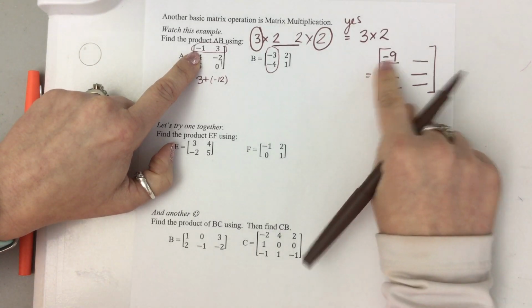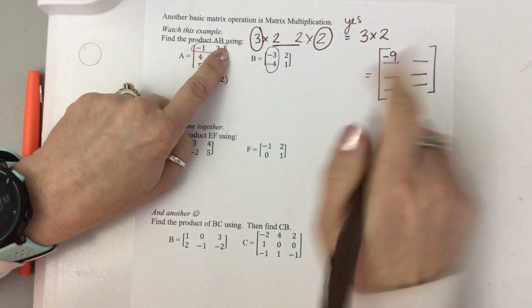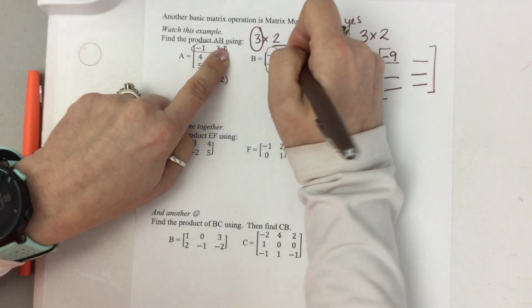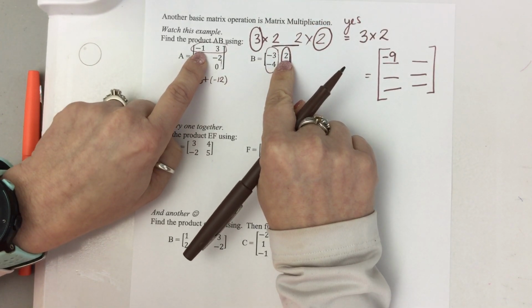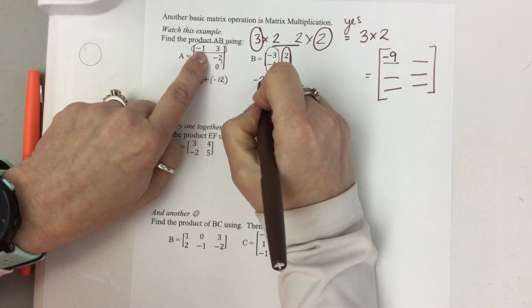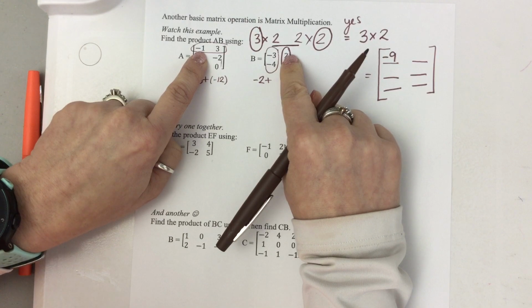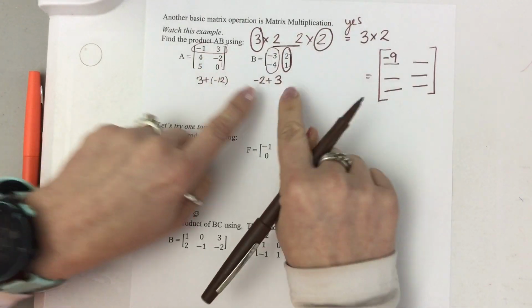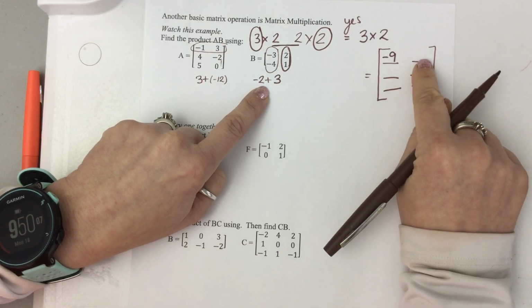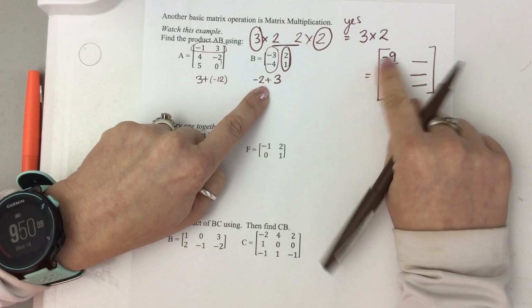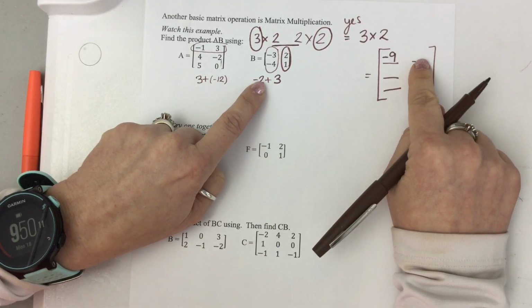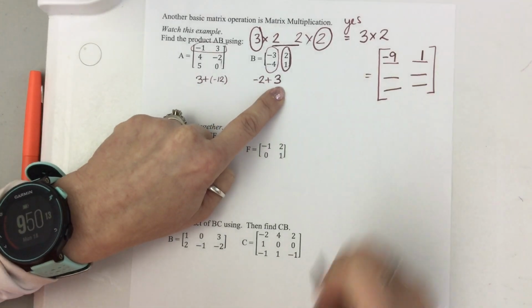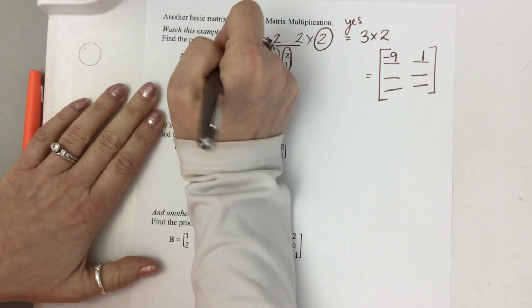Now I still have a number on top, so I'm staying with row 1, but I need column 2. Multiply. -1 times 2 is -2. Plus, now I shift over, shift down. 3 times 1 is 3. Add those, and that is what you get for row 1, column 2. -2 plus 3 is 1. So now I'm done with the top row.